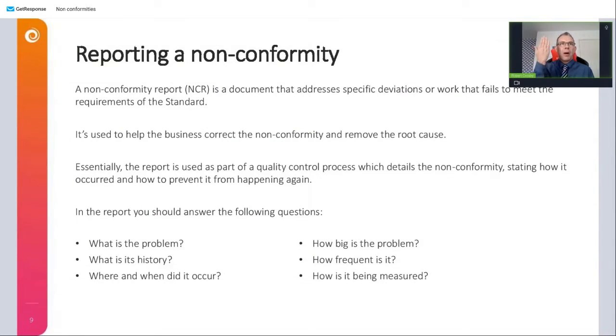Now, once you've got that non-conformance report, and you may have implemented what actions come out of that report, you may have implemented it and closed that non-conformance off. All well and good, but there's another thing that we also need to do. We need to keep an eye on it, because it could have been a big problem.